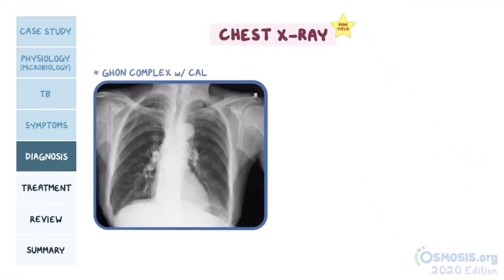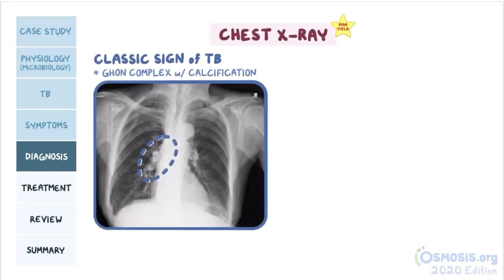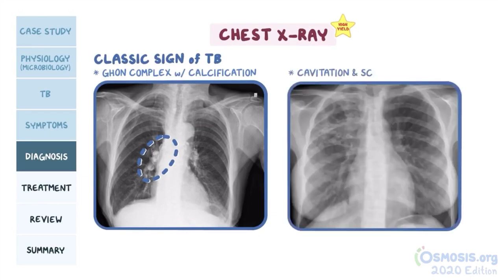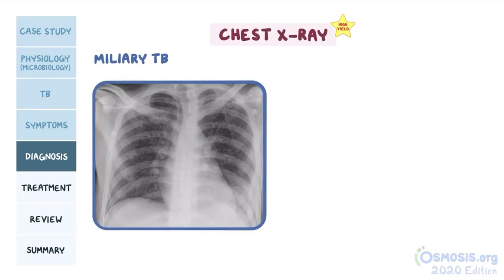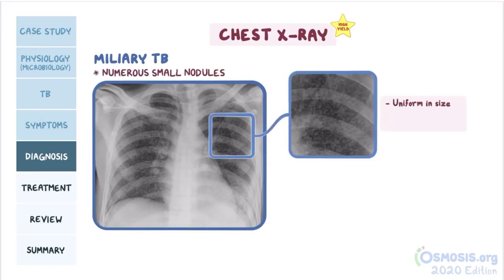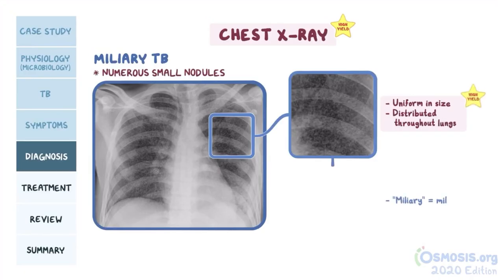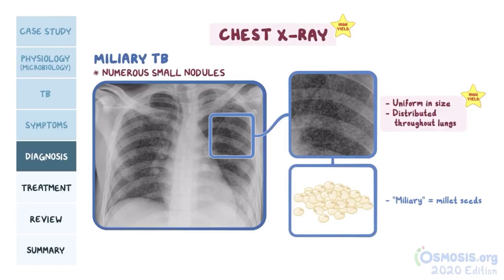Ghon complex with calcification is a classic sign of TB, but cavitation and scarring in the upper lobes are more suggestive of secondary TB. Miliary tuberculosis, on the other hand, can cause numerous small nodules that are uniform in size and distributed throughout the lungs. In fact, miliary refers to the millet seeds that these nodules resemble.